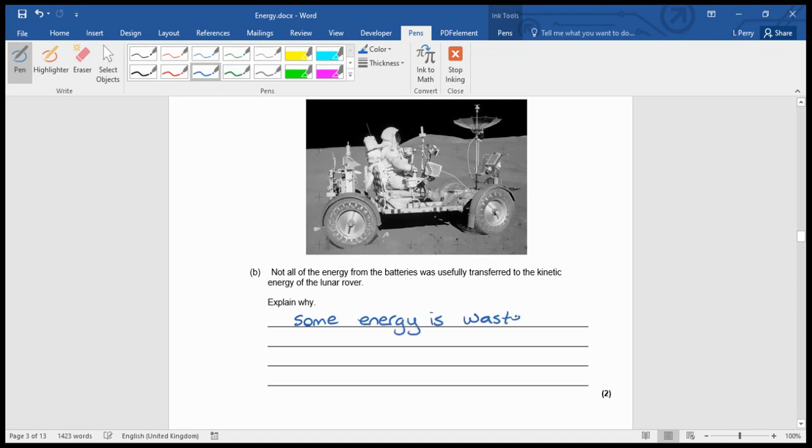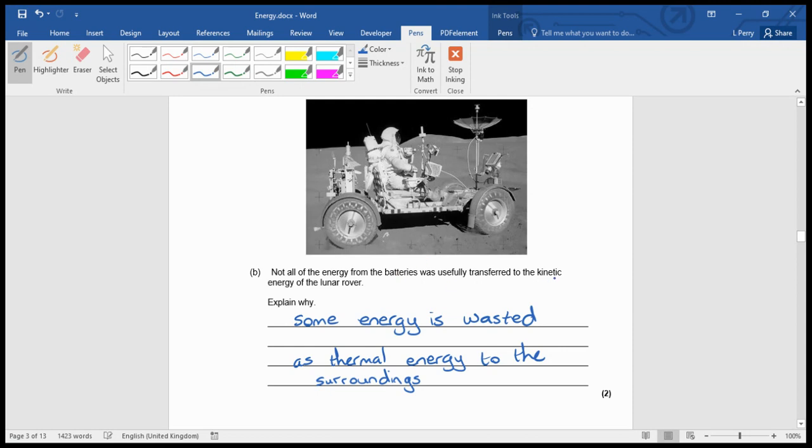We want it to become kinetic energy. We want it to make the lunar rover move. So anything else, the energy is being wasted. That's 1 mark. We get the second mark saying how it's being wasted. Anything electronic or anything with friction between wheels and the ground will cause thermal energy, which we don't always want. So some of the energy is wasted as thermal energy to the surroundings.